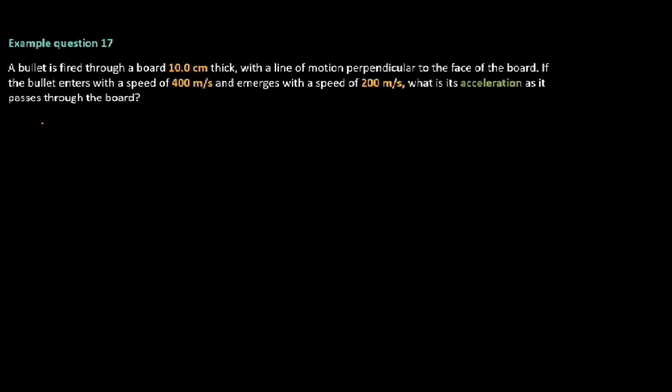Example question 17. A bullet is fired through a board 10 centimeter thick with a line of motion perpendicular to the face of the board. If the bullet enters with a speed of 400 meter per second and emerges with a speed of 200 meter per second, what is its acceleration as it passes through the board?